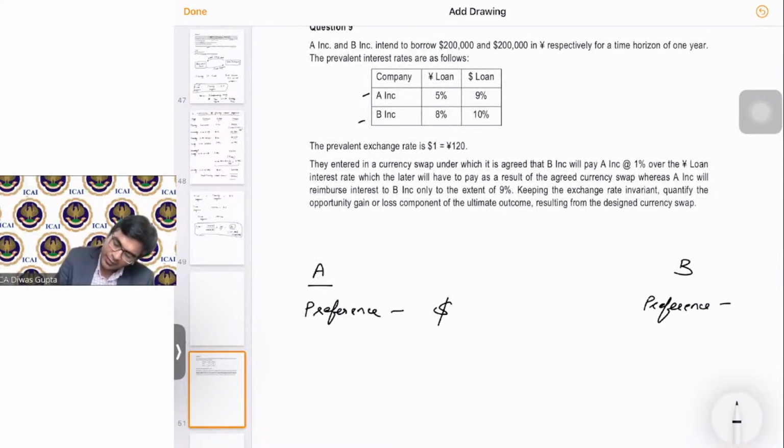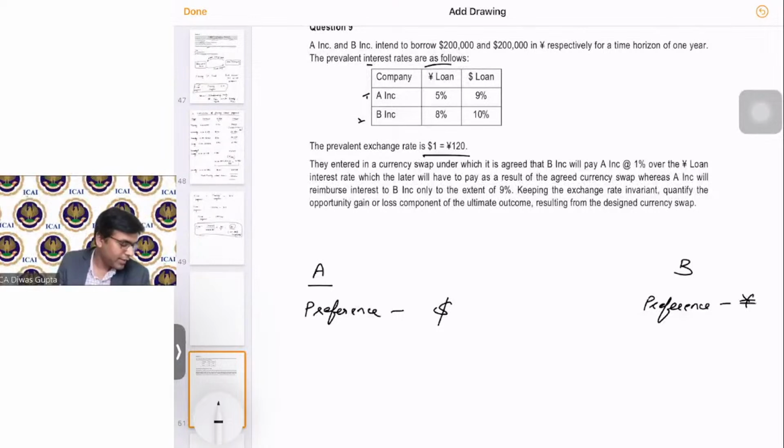Preference in yen. Yes, this is what is mentioned. The prevalent interest rates, so for both the companies, they have given both for the dollar as well as the yen loan. The prevailing exchange rate is $1 equal to 120 yen. This is also given.